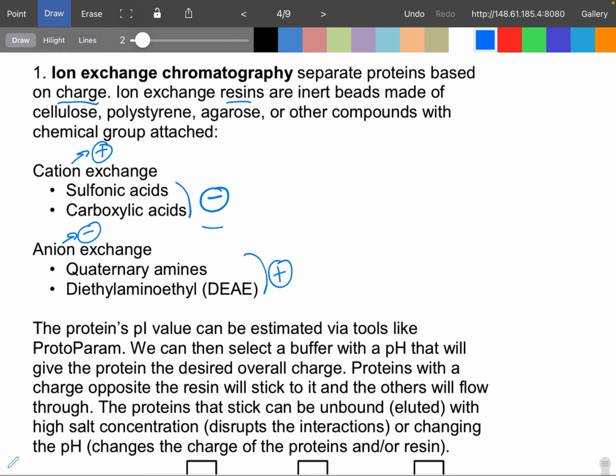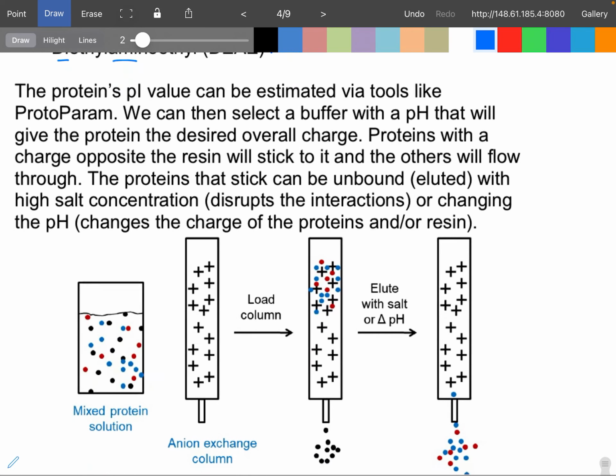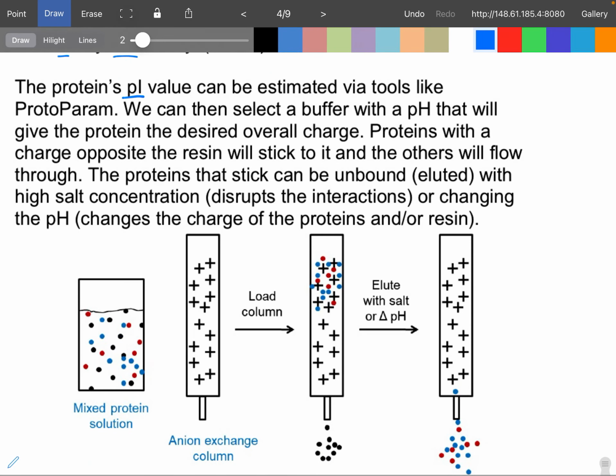Quaternary amines should make sense. That's going to always carry a positive charge. Diethylaminoethyl will have a nitrogen with 3 groups, and at certain pHs, most pHs, it will carry a positive charge. So if we look at something like ProtParam, we can identify what the pI value of a protein is, and then we can select a buffer, with a pH, that will ensure the protein has a particular charge. And then we can select an appropriate resin such that the protein will stick to it. Maybe we don't want our protein to stick with it. Maybe we do. It kind of depends how we set up the particular experiment.